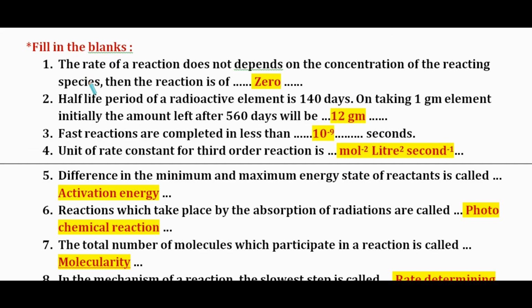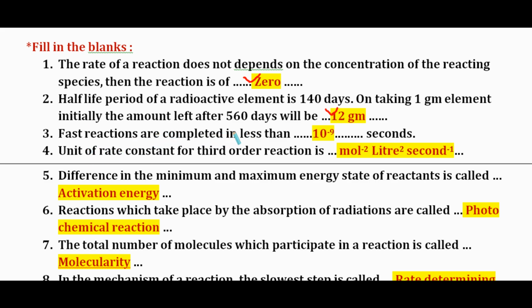Now fill in the blanks. The rate of reaction does not depend on the concentration of reacting species, then the reaction is of zero order. Half-life period of radioactive element is 140 days. On taking 1 gram element initially, the amount left after 560 days will be 1/16 gram.